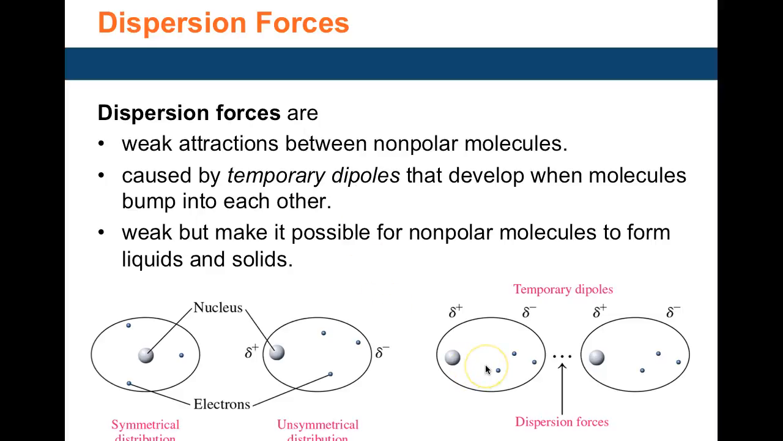Now this temporary dipole will induce the neighboring molecule also to form a temporary dipole. All right. So this leads to, again, like a chain reaction, a lot of induced dipoles. And this is a weak type of interaction, and it's called dispersion forces. All right. So because of these weak dispersion forces, nonpolar molecules are able to form liquids and solids because that binds them together, these weak dispersion forces.